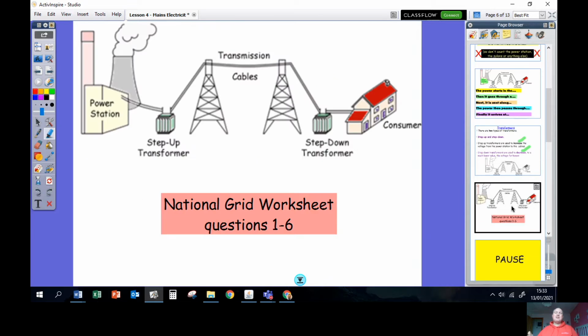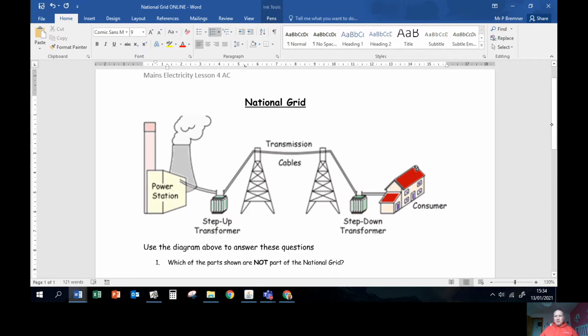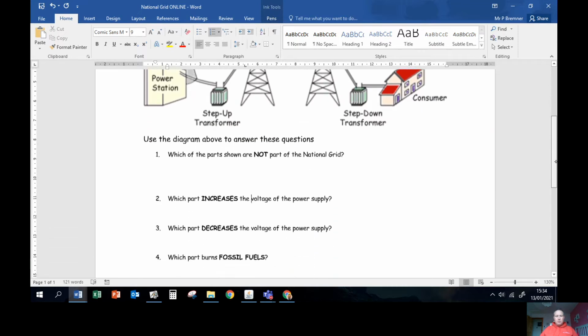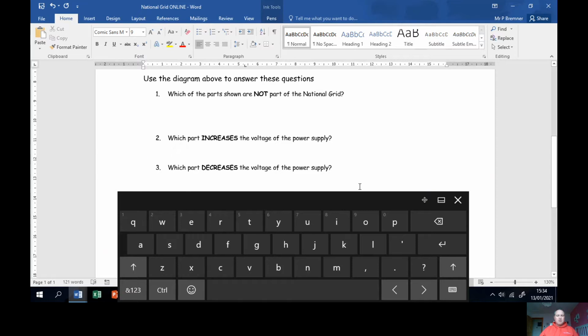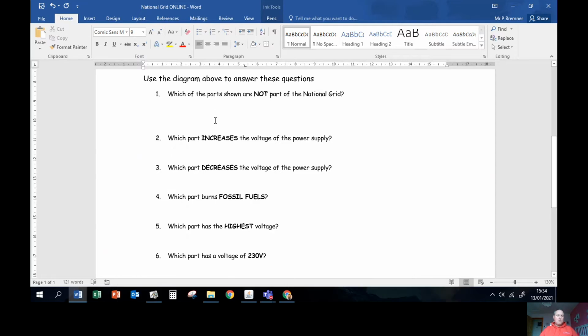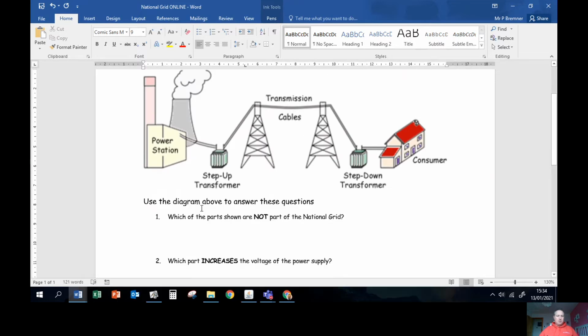Okay, listen, you know a bit about the national grid now. So now it's time to go to the worksheet that comes along with this lesson. The worksheet, called the National Grid Worksheet, is one which is just going to ask you to fill in some questions about the national grid. I just want you to do questions 1, 2, 3, 4, 5, and 6 on this one, please. For these questions, you're just going to name a part of the national grid which does the different jobs listed here. So question 1, for example, asks which of the parts shown are not part of the national grid. You can type your answers in the worksheet.